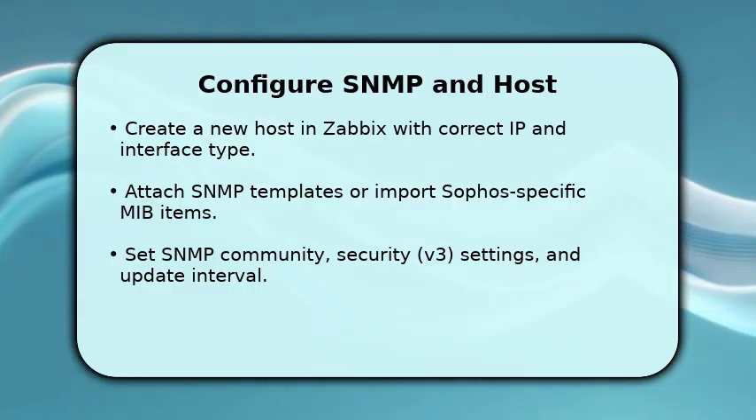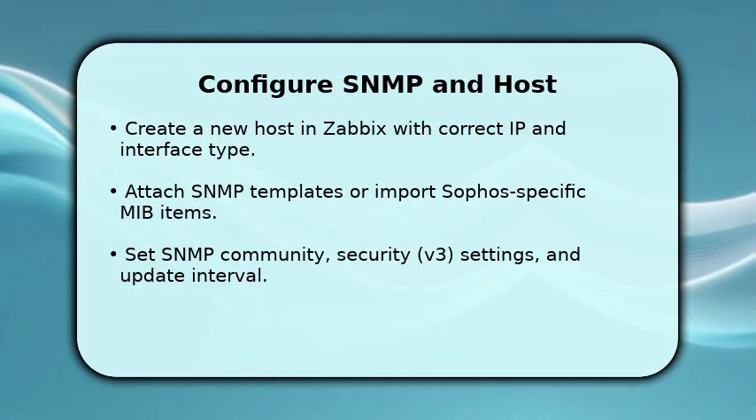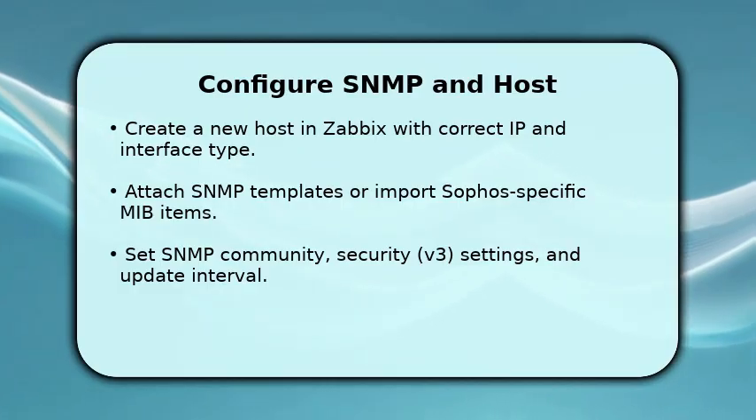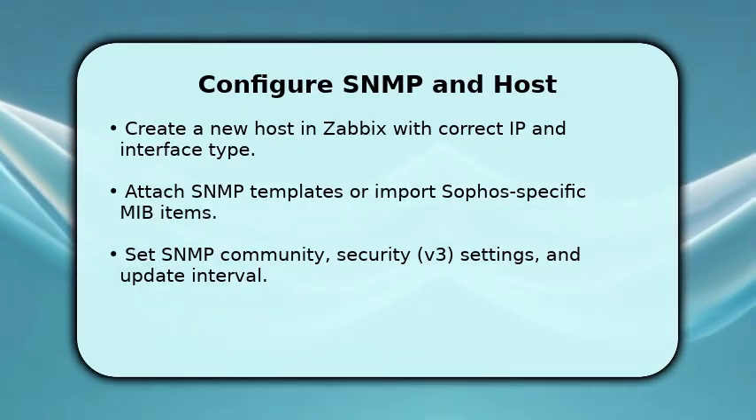Configure item polling intervals and SNMP credentials. If using V3, enter auth and privacy settings. Make sure macros for community or credentials are set at host or template level, so checks authenticate correctly.